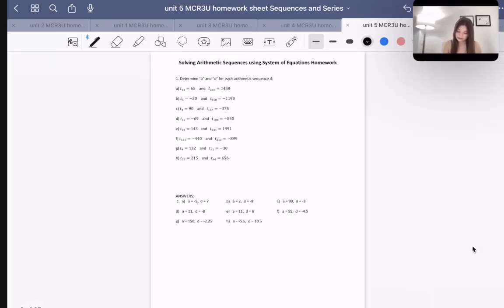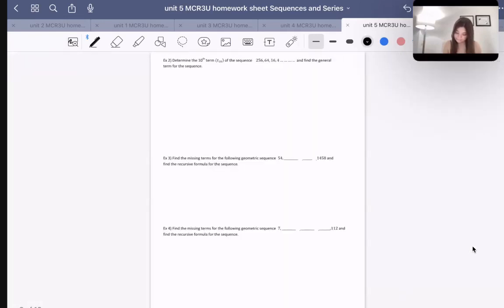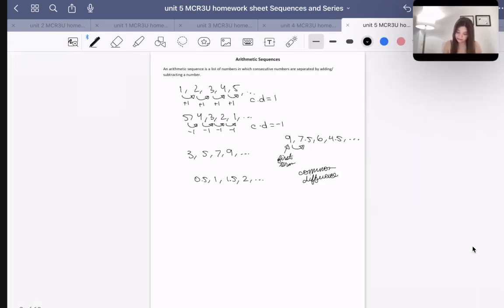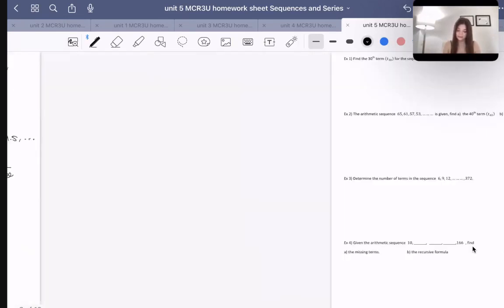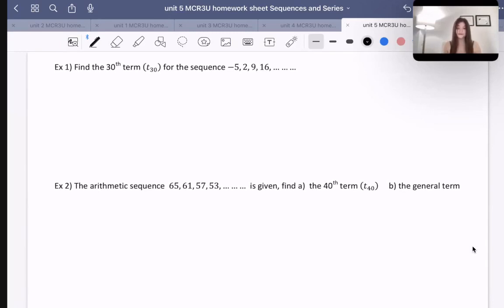There's also a formula sheet somewhere with the different formulas. I don't see it, but that is okay. I'm going to write down some important formulas that we're going to need to know very shortly about this. So here's an example. This one says find the 30th term, or T30, of the following sequence.